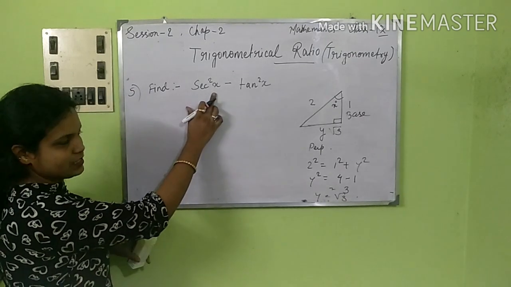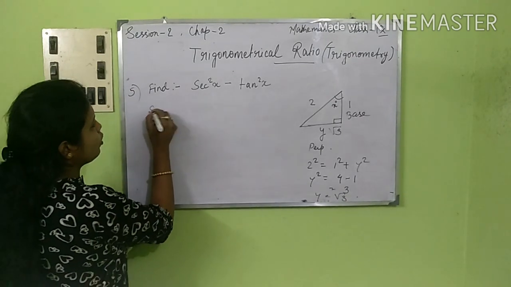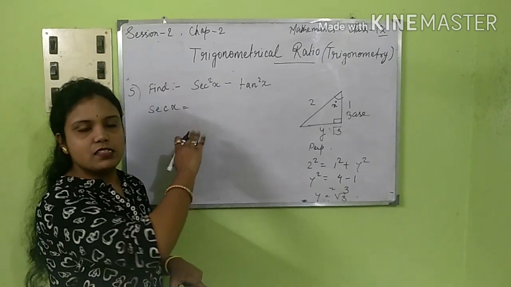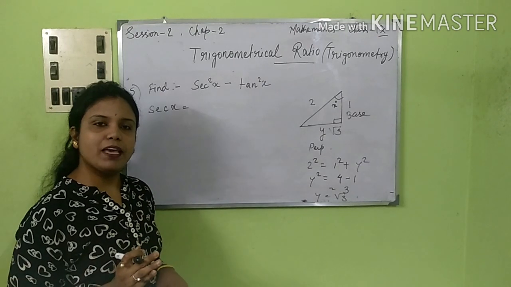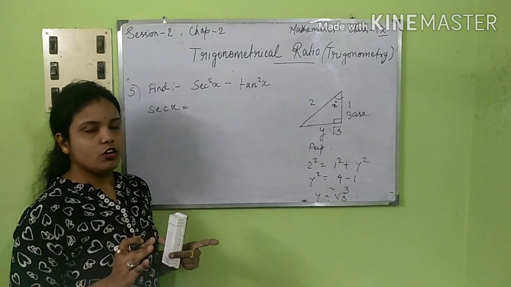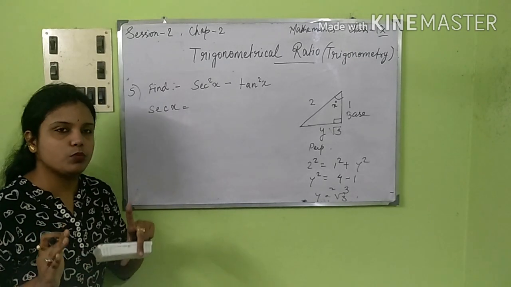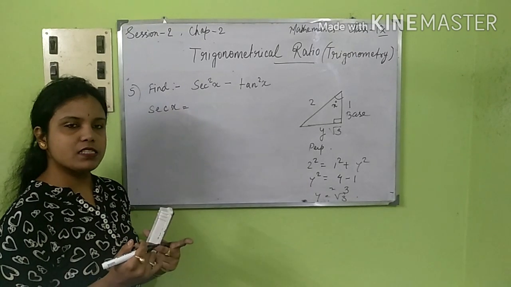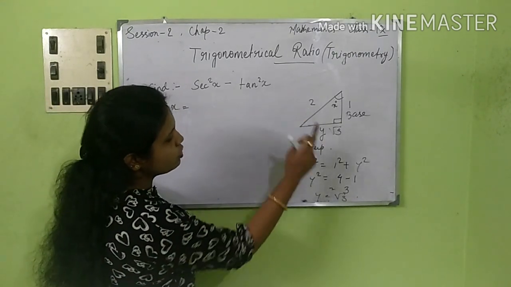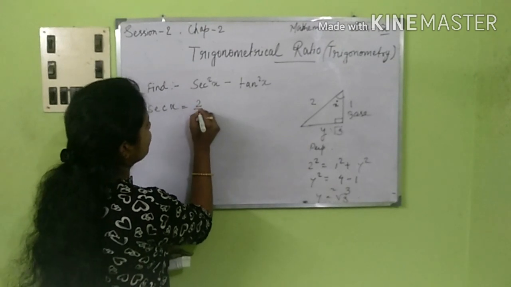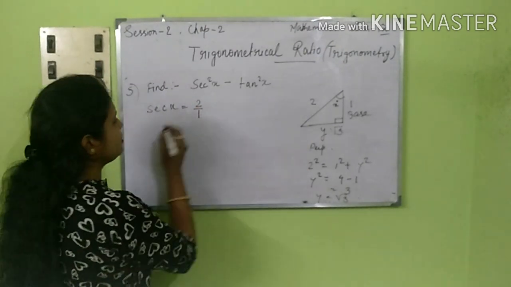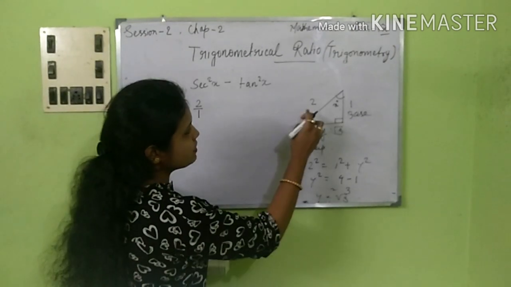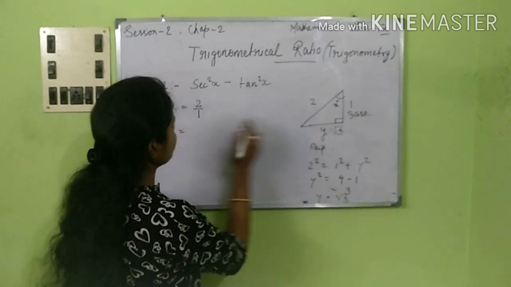So for sec x, okay? Sec x means what? And tan x means what? Sec x is just the reciprocal of cos x, that is the reciprocal of cos angle. Okay, that is cos x. So cos x means what? It is base by hypotenuse. So here sec x will be hypotenuse by base. So hypotenuse here is what? 2 by 1. 2 by 1, right? And tan x is how much? Perpendicular by base. That means perpendicular here is root 3.